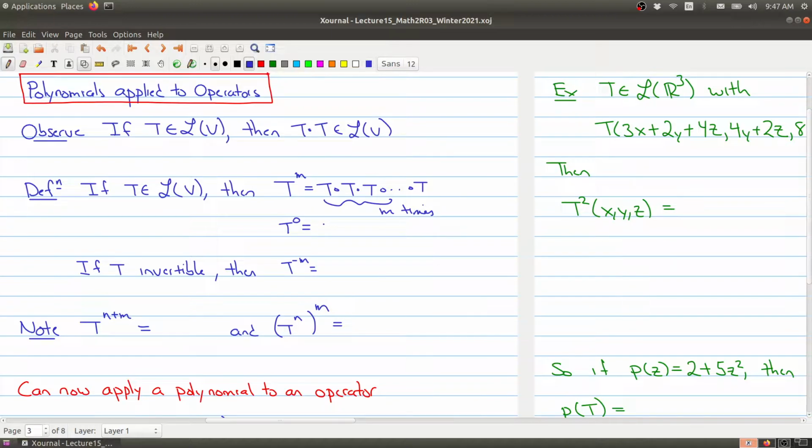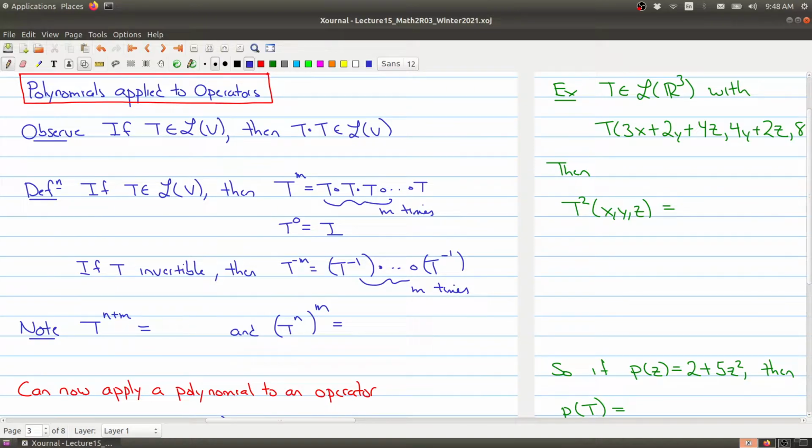We're going to define T to the 0 to be the identity operator. And if T is an invertible operator, then by T to the negative m, what we mean is the inverse of T composed with itself m times.